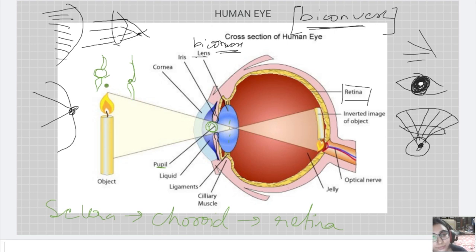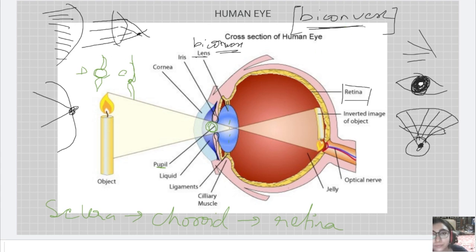So by this we can understand that the iris controls the amount of light entering the eye. And how does the iris control it? It basically has some muscles. One dilates the pupil, which means it increases the size of the pupil, and one constricts the pupil, or decreases the aperture of the pupil.